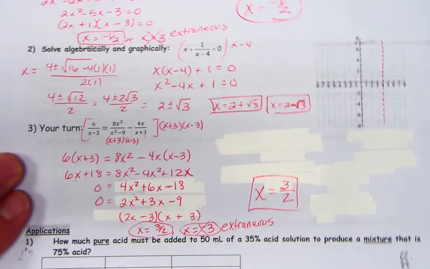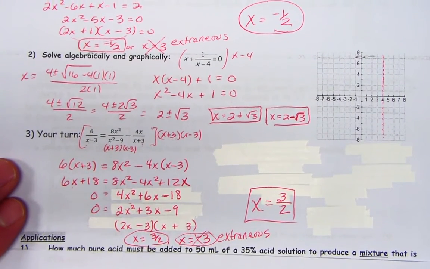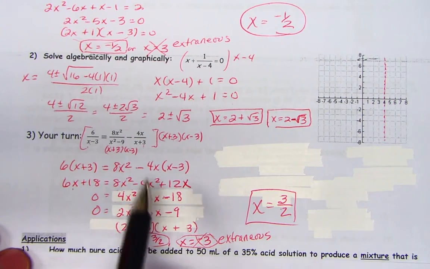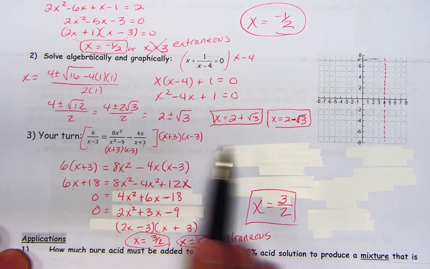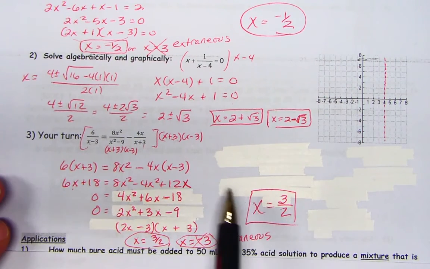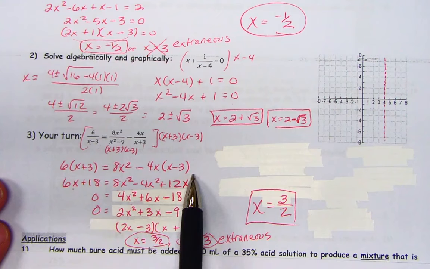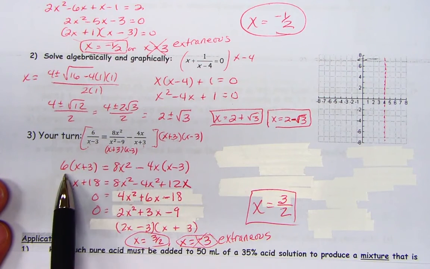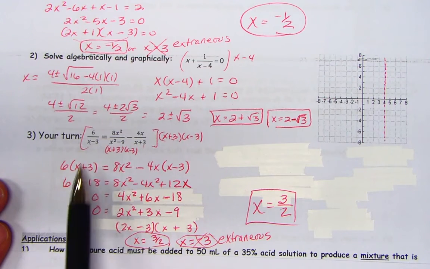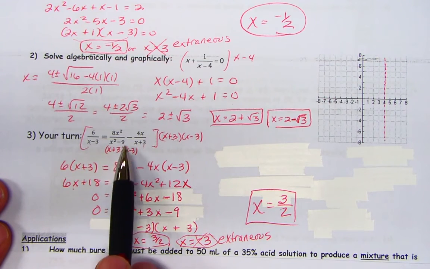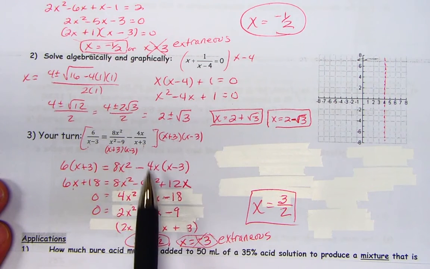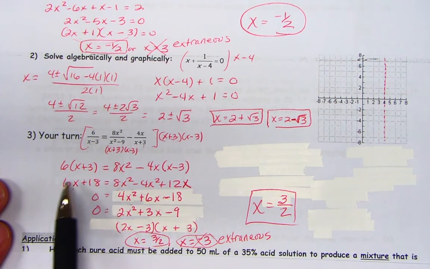So we move on now to number 3, and here we're going to again clear out the fractions, multiplying by x plus 3, x minus 3, and when you do that, you can clear out the x minus 3. It's going to be 6x plus 3. Both cancel here, 8x squared. The x plus 3's cancel here. You get negative 4x times x minus 3.